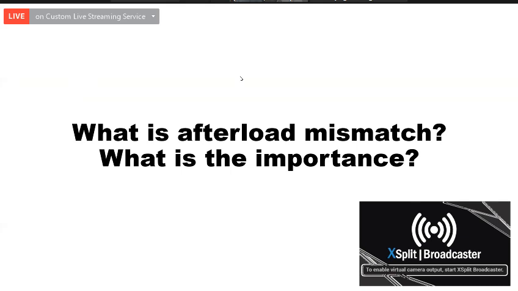Not aware. Any one of you would like to try what is meant by an afterload mismatch? When there is an increase in afterload, what will happen to the left ventricle? Hypertrophy. Yes, it can hypertrophy. Well, very good. There is a compensatory mechanism. What is the relevance of afterload mismatch?